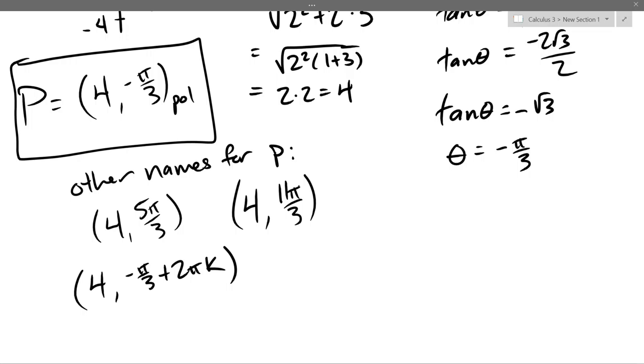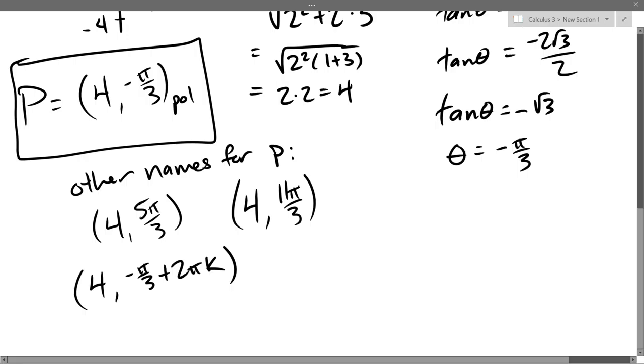Question? Can you add a pi and do negative 4? Yes, and we're about to look at that in a second. Absolutely. Now we have to say what k is: for any k in the integers.